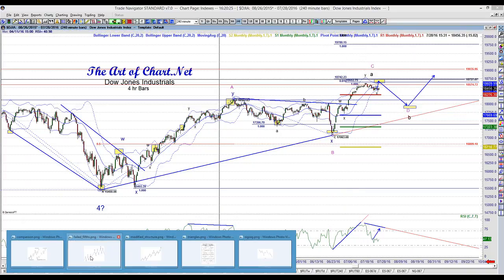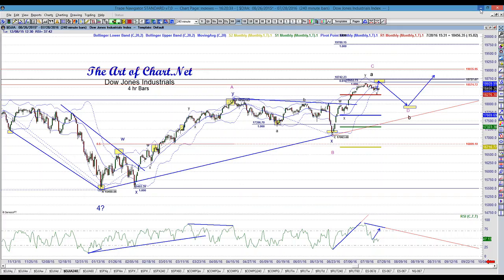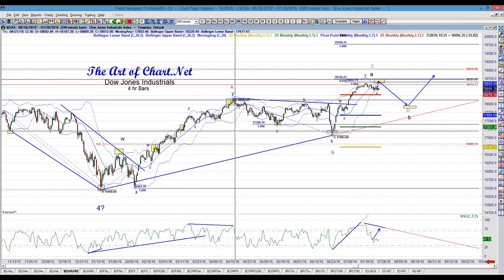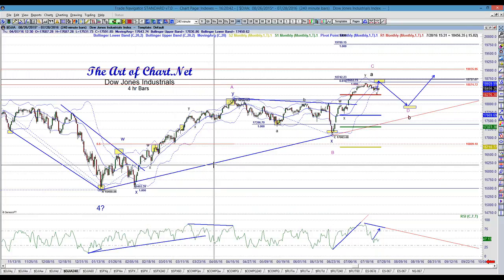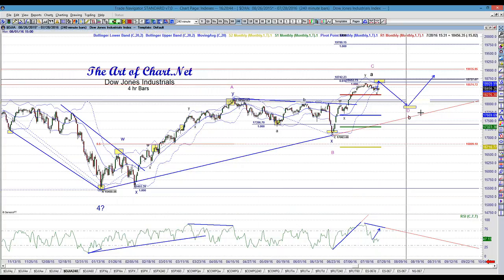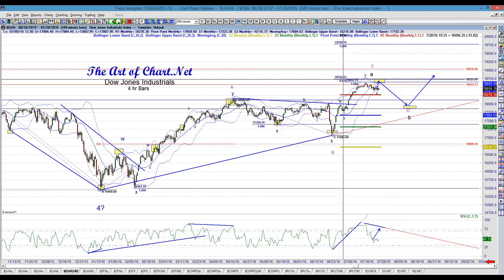Let me go back to the drawing because you'll see it immediately, okay? An ABC with a pullback into the previous degree AB, okay? And that's very, very common. It happens a lot, okay? So, if you look at the market here in terms of the pullback, this pullback here, I'm expecting it to go into the previous degree WX right into here. Okay.